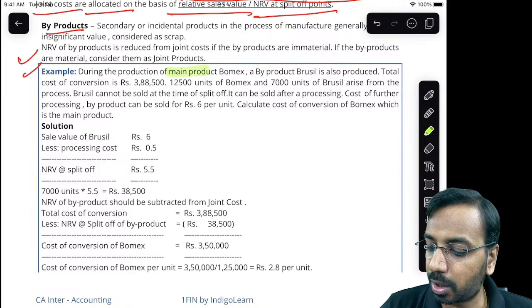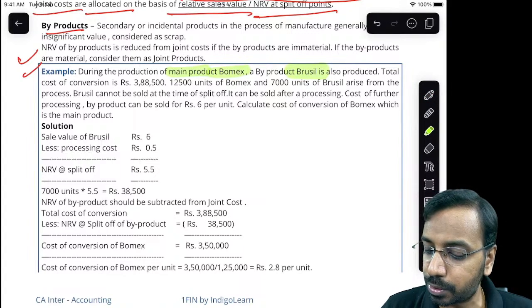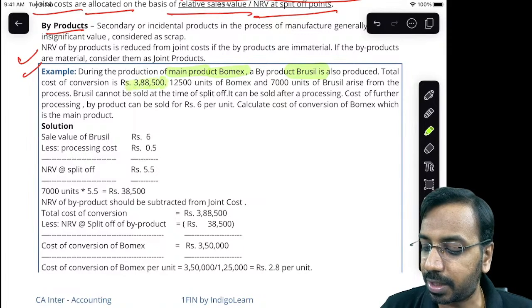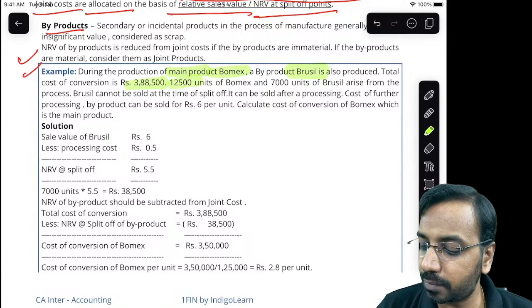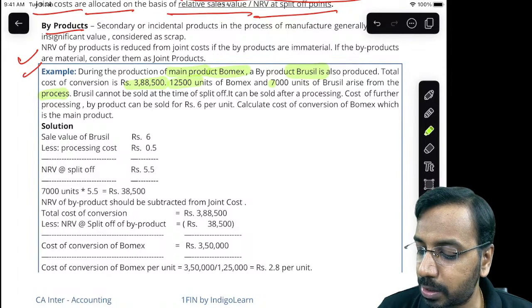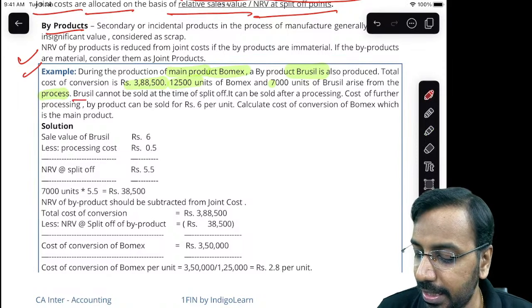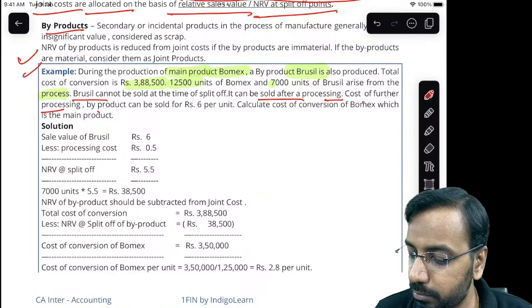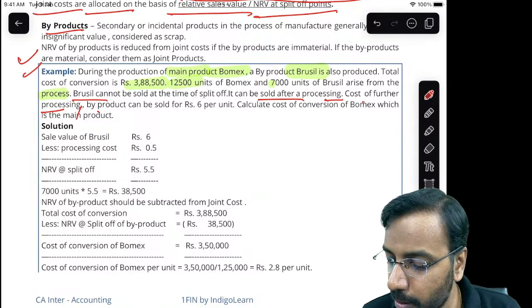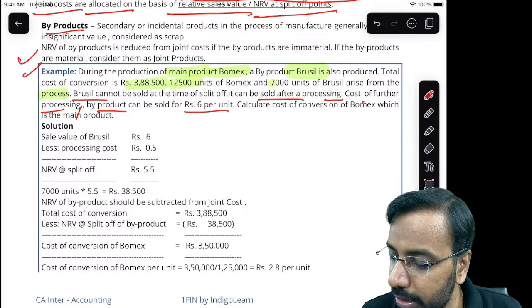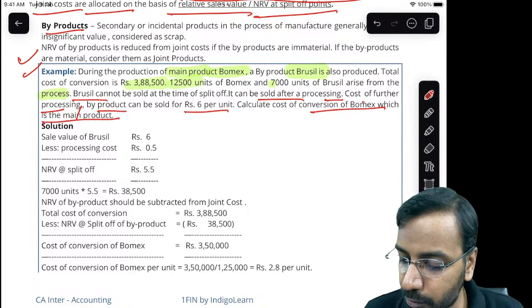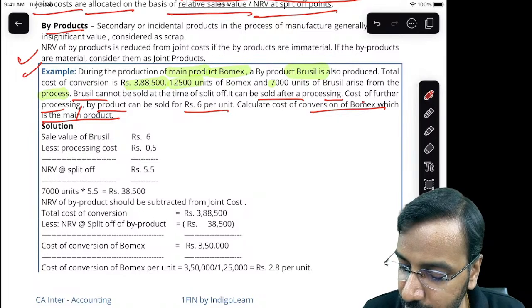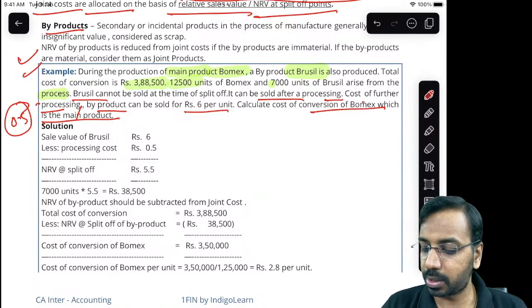During the production of the main product Bomex, a byproduct Brusil is also produced. Total cost of conversion is 3,88,500. 12,500 units of Bomex and 7,000 units of Brusil arise from the process. Brusil cannot be sold at the time of split off, and it can be sold after processing. I think there is some mistake here. Byproduct can be sold at 6. Calculate the cost of conversion of Bomex, which is the main product. So, cost of further processing is 0.5.